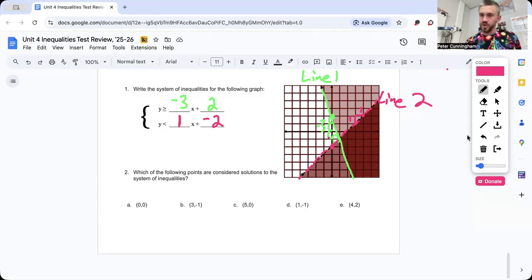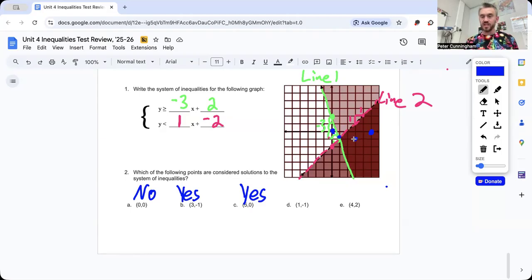All right, now let's check which of these are solutions. I'll be using blue to mark these points. 0, 0 is outside of both of those. So is that a solution? No. 3, negative 1: over 1, 2, 3, down 1. It's in this darkest zone where both things are true, the feasible region. Yes. 5, 0: 1, 2, 3, 4, 5. Again, I'm in that darkest zone where both things are true. Yes. 1, negative 1.